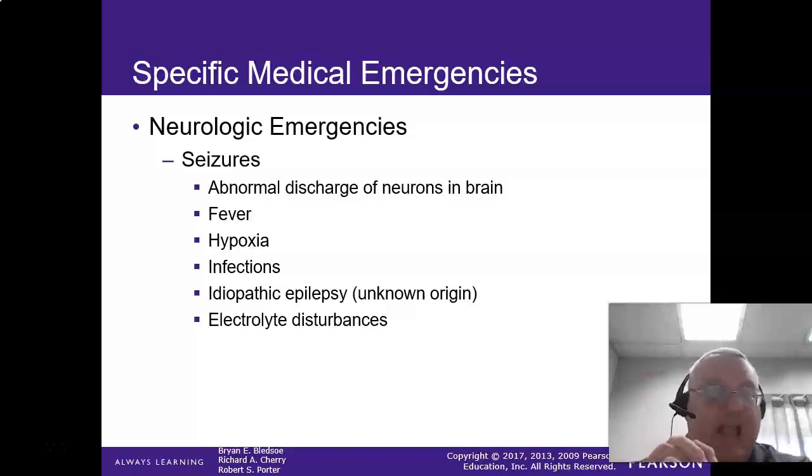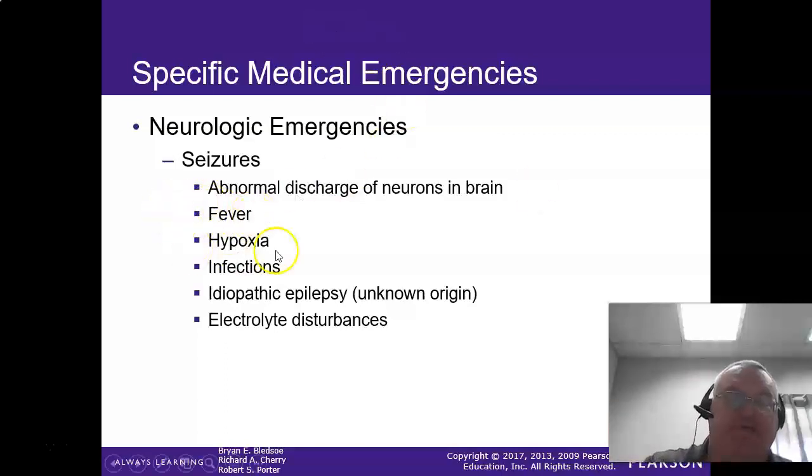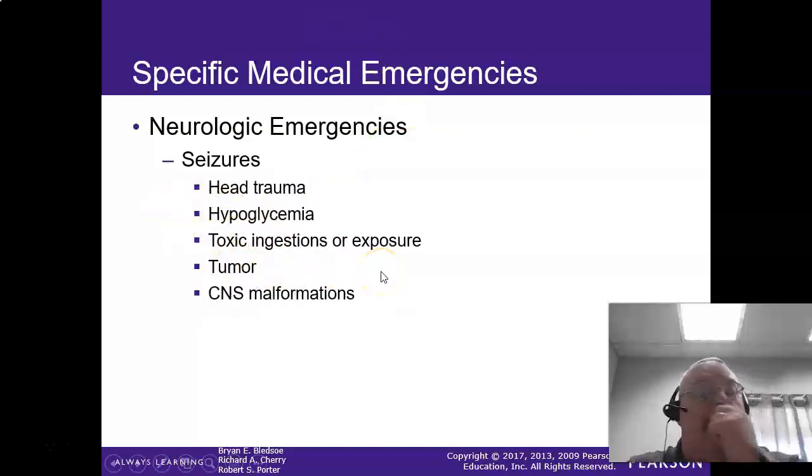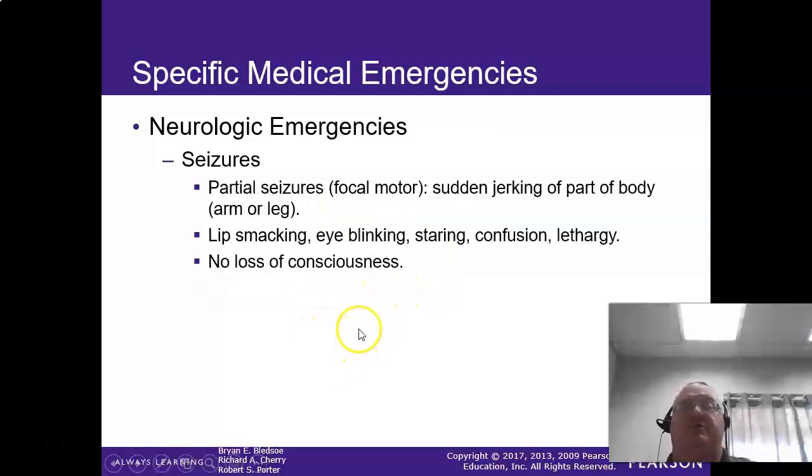Hypoxia is another one. Infections, again, if they are early stage epileptic, they don't know the cause of that. Electrolyte disturbances, all of these things can cause a seizure. But the big ones are probably fever, hypoxia, and I'd say infections is probably the third one. They can also have head trauma. If their blood sugar is low, it can also cause it. Toxins or tumors, or malformations, all of these things can cause a seizure, okay?